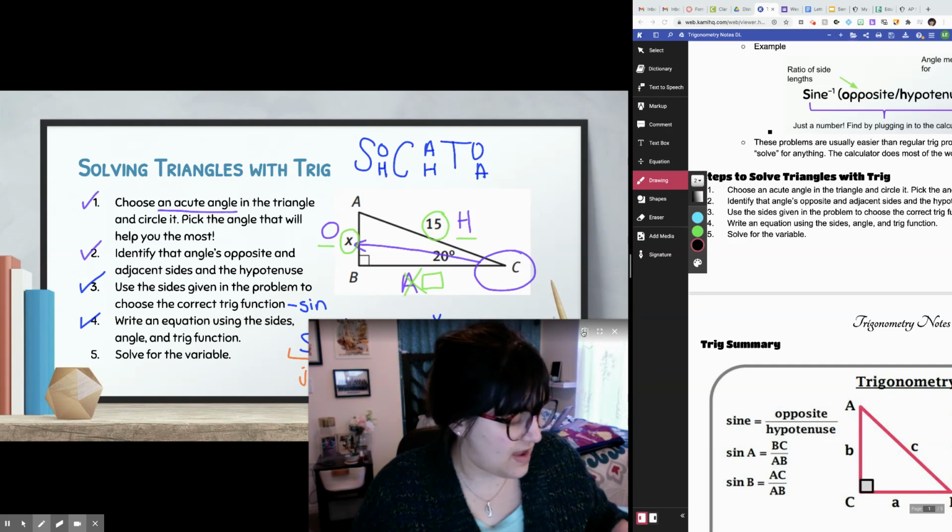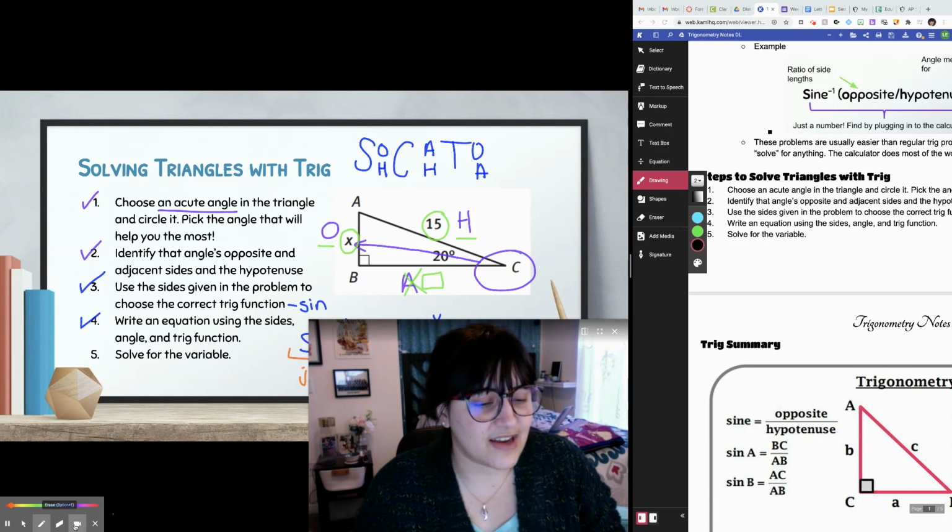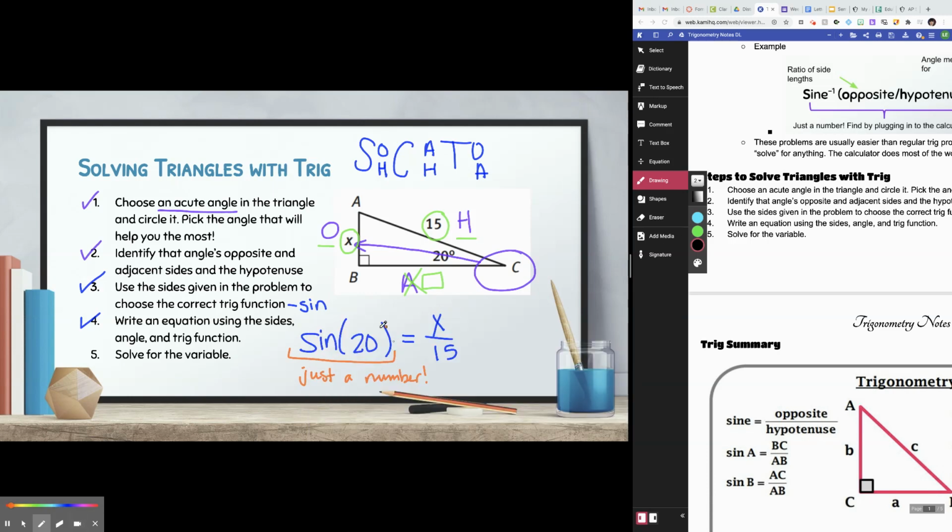Let me turn the webcam off here so you guys can actually see what I'm writing. Sine of 20 here is that number that we got from the calculator. I'm running out of space, so I'm going to draw a little arrow and do this down at the bottom of the screen. Sine of 20 was just that decimal, 0.342. Typically, you can round to 3 decimal places because you're going to get a lot of decimal places, and that's usually fine. So I have this 0.342 equals x over 15.